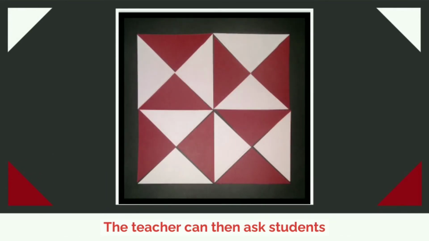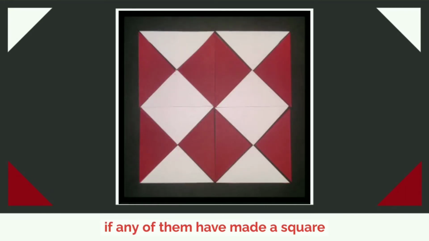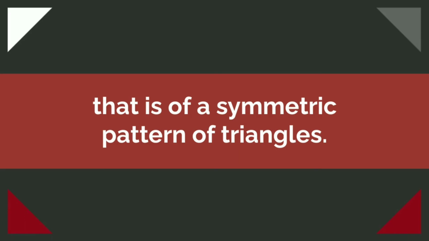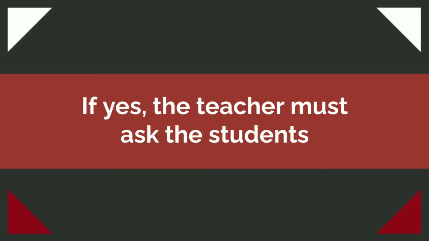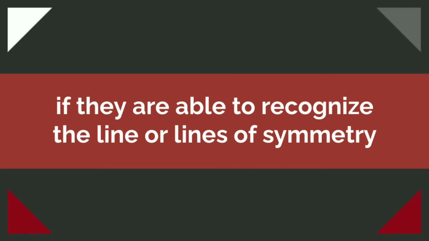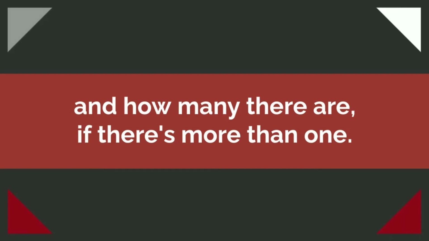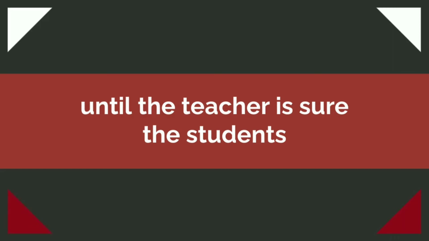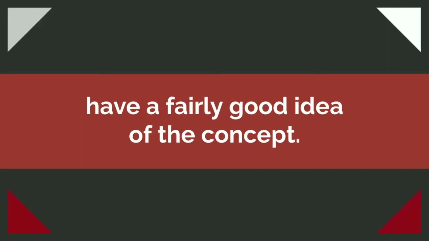The teacher can then ask students if any of them have made a square that is of a symmetric pattern of triangles. If yes, the teacher must ask the students if they are able to recognize the line or lines of symmetry and how many there are if there's more than one. This discussion can be continued and the exercise can be repeated until the teacher is sure the students have a fairly good idea of the concept.